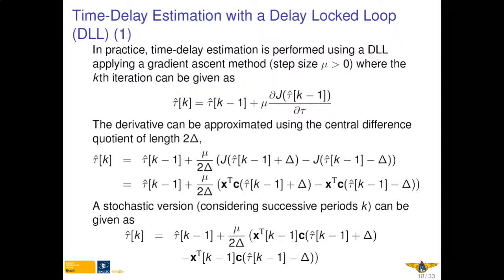A stochastic version, considering successive periods k, can be given as follows. We are now introducing successively new observations, so new periods of the signal, and we're performing correlation with plus delta and with minus delta. This is usually called early correlation, because this is cross correlation advanced a little bit by delta, and this is what's called late correlation, with the vector c delayed by delta. That's why the DLL is called an early minus late delay lock loop.